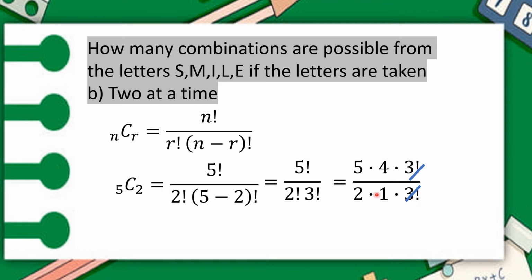And then, we can also have, divide natin yung 4 and 2. So, pag kinancel natin, may matitirang 2 sa 4 because 4 divided by 2 equals 2. So, yung final answer natin, 5 times 2 is equal to 10. So, we're going to have 10 combinations when we take 2 at a time from the letters SMILE.